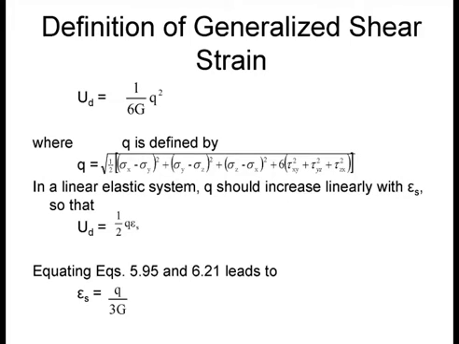Okay, so if you have an elastic material and you know the deviator stress, then you can find the generalized shear strain. For a non-linear or elastoplastic material this will not apply, but for a linear elastic material, this is applicable. So if you know the deviator stress and you want to find the generalized shear strain, this is the way to find it. Very straightforward. Just divide it by 3 times the shear modulus.